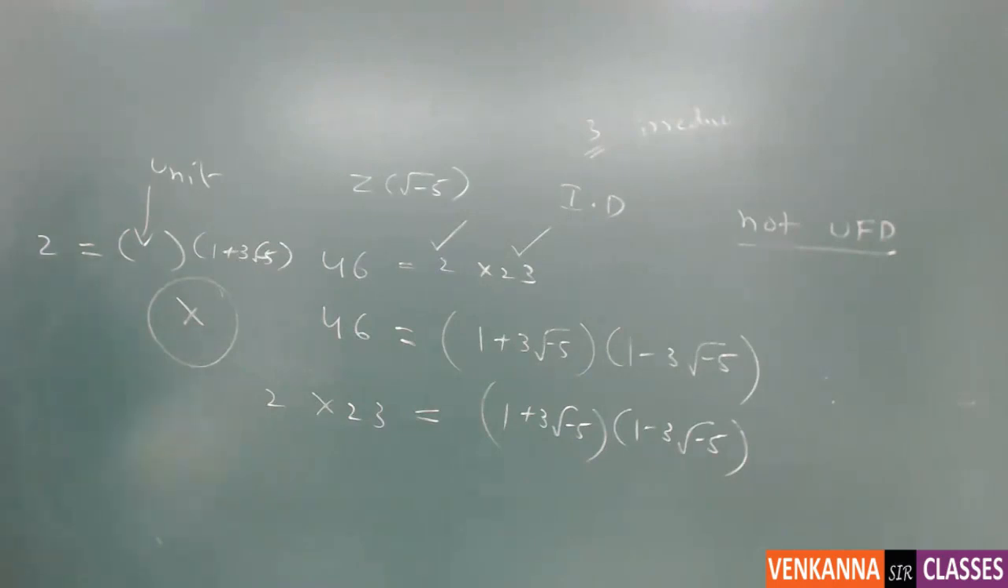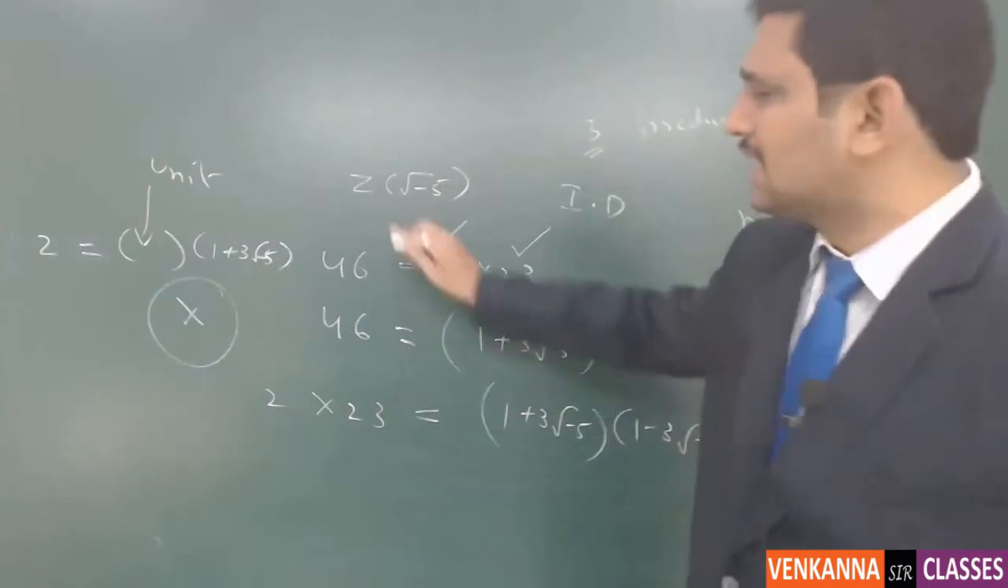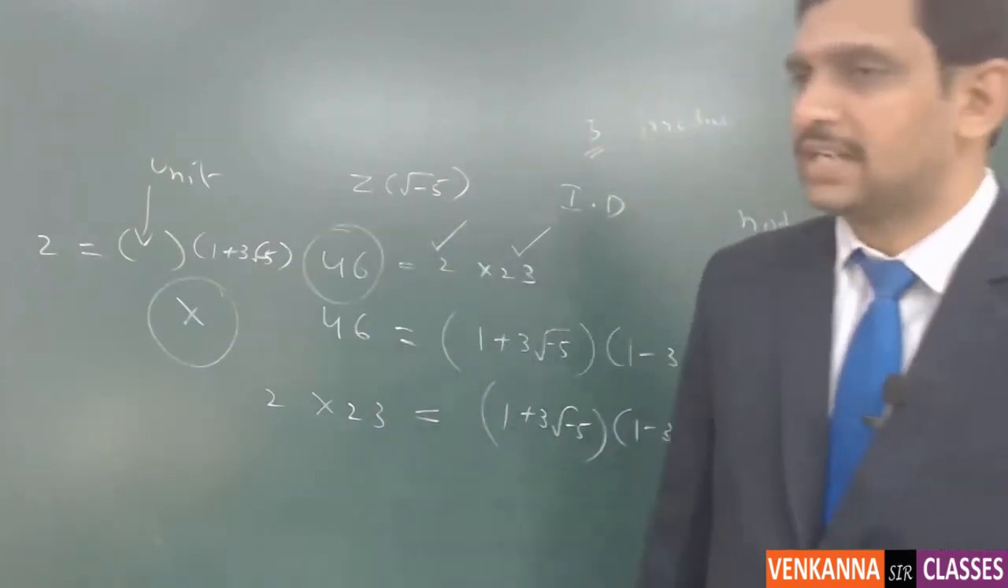So using the same technique here, you can prove that 2 cannot be written as a product of something here. You cannot get a unit here. That I will say, 2 is not at all an associate of this. So this is one good example. Immediately you can ask one question: how have you taken 46 as an example presently?